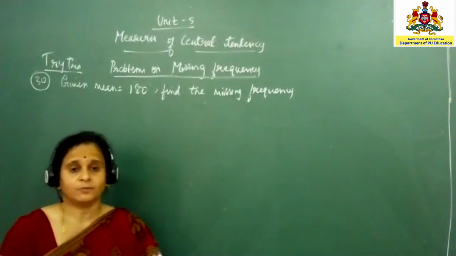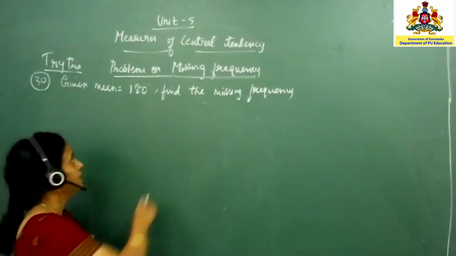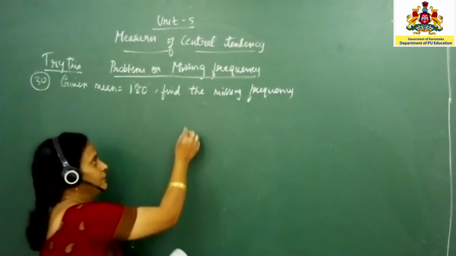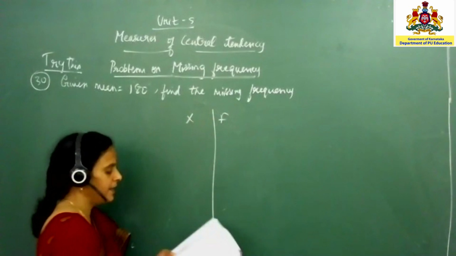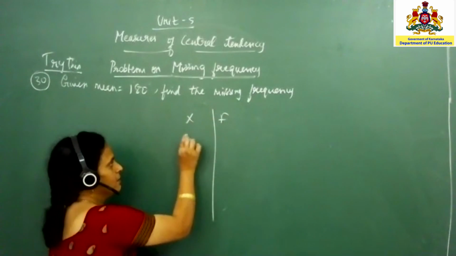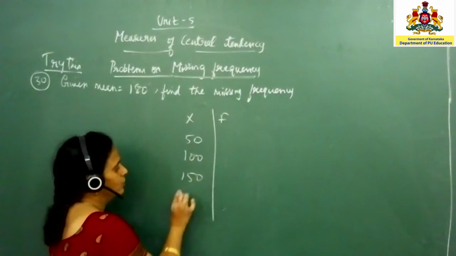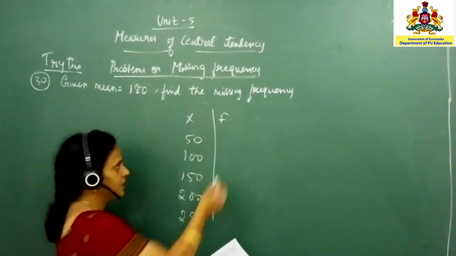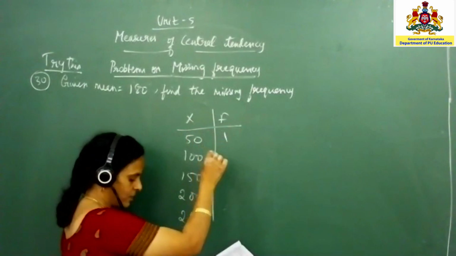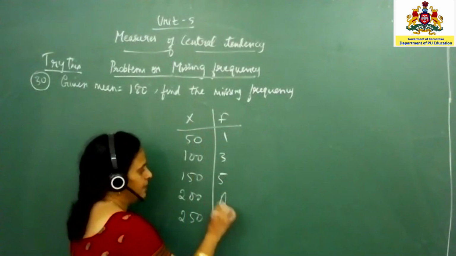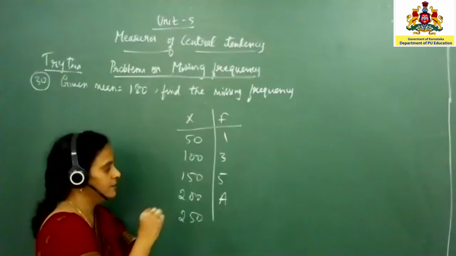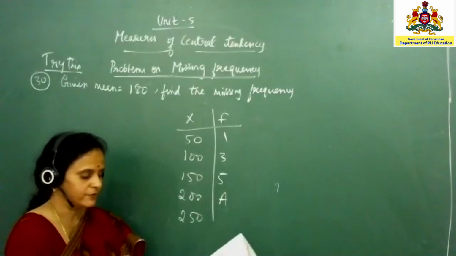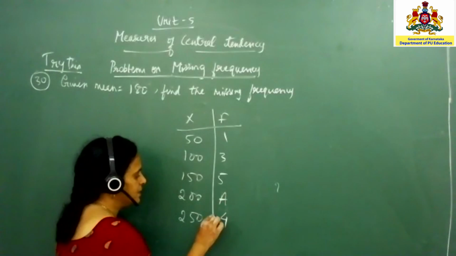Similar to the previous problem, 29th problem, try this problem, 30th one. Given mean as 180, find the missing frequency. The table given is X column and F column, where X values are 50, 100, 150, 200, 250. And second column frequencies, you have 1, 3, 5, A. Directly I am giving A instead of dash. Either the word dash will be given or A will be given or question mark will be given. It means we have to find the missing frequency. And the last frequency is 4.